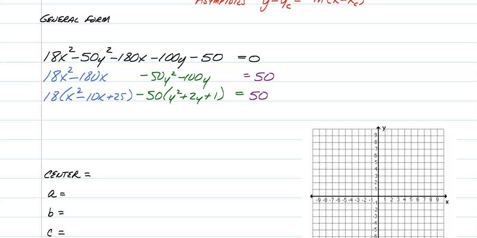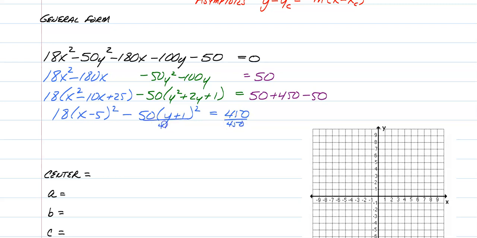But then we also have our 18 times 25, which is going to add 450. And then a negative 50 times 1 is a negative 50. That puts this at 450, because those 50s will just cancel. So we have 18 times x minus 5 squared minus 50 times y plus 1 squared equals 450. We have to get it equal to 1, so we're going to divide everything by 450.